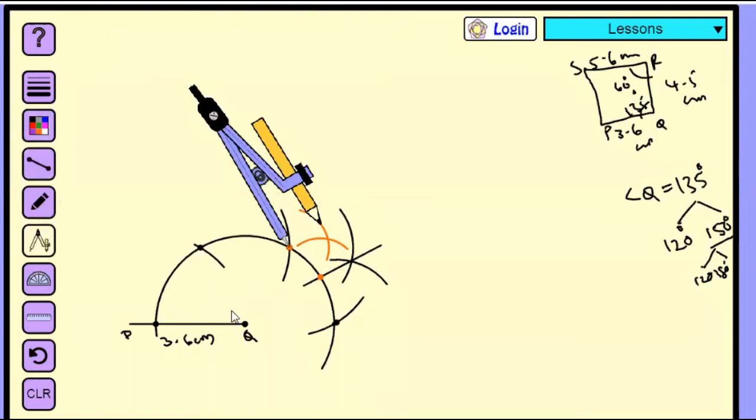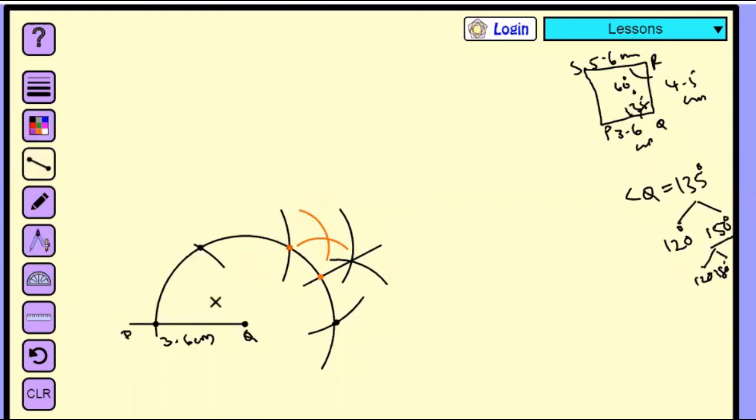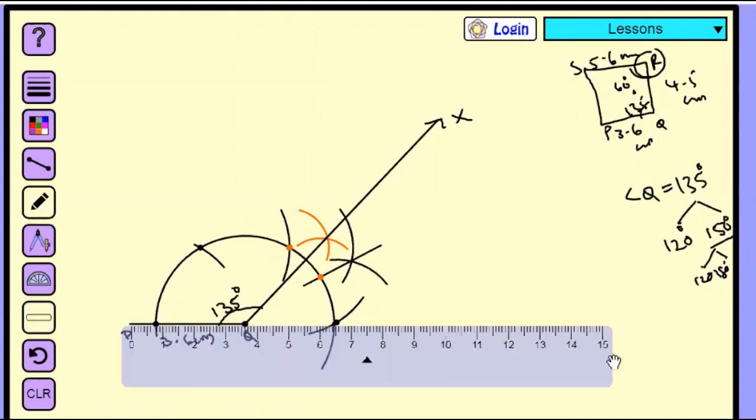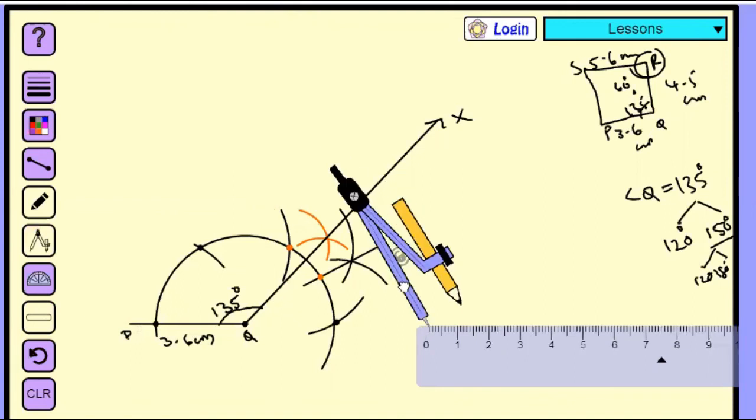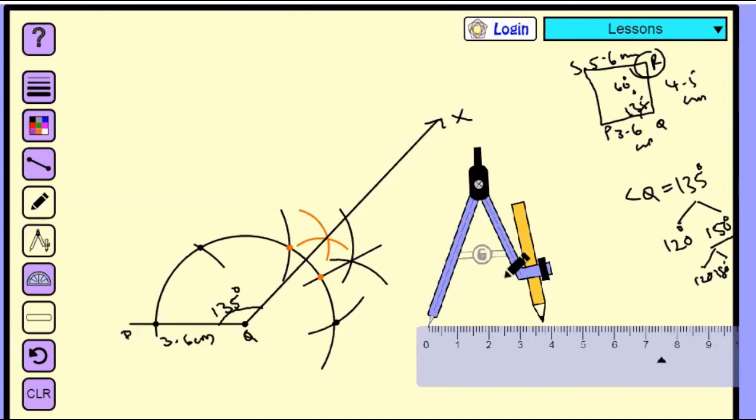Now take the ruler and draw a ray through the 135 degrees. Now draw a ray here, QX. So now you should mark it as QX, and you should write angle Q is equal to 135 degrees. Now here we are going to locate the point R on this ray QX because we know the length of Q to R. So for that, you should take the compass and take the compass radius as 4.5 centimeters.